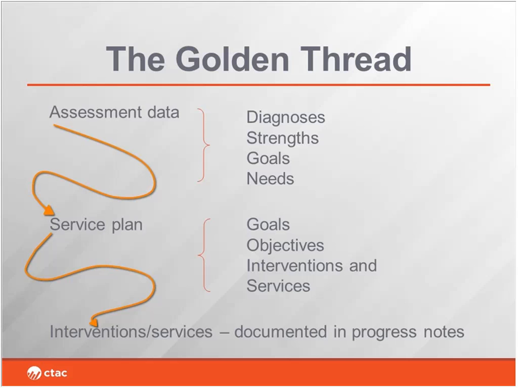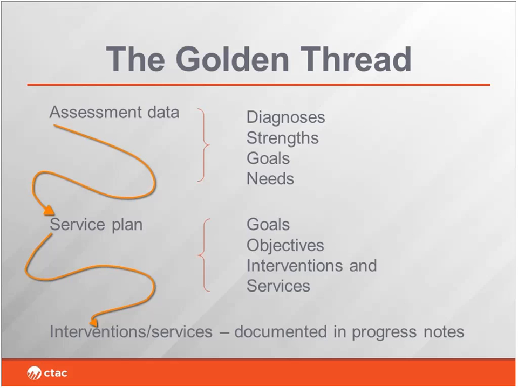So this is basically an idea about continuity in documentation, and there are three components that we want to talk about. It's the assessment data, and out of that assessment data comes the diagnosis, the person's strengths, their goals are identified, their needs are identified in that assessment or as a result of the assessment. And then that leads us to the formulation of a service plan, which has clearly defined goals and objectives and interventions. We want to make sure that those objectives relate to that person's goal and that the interventions are related to the objectives.